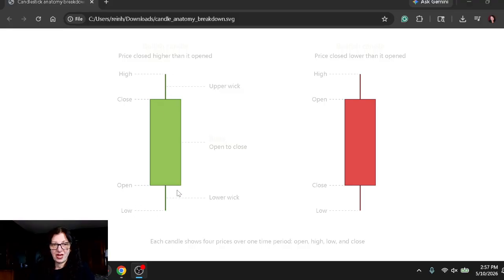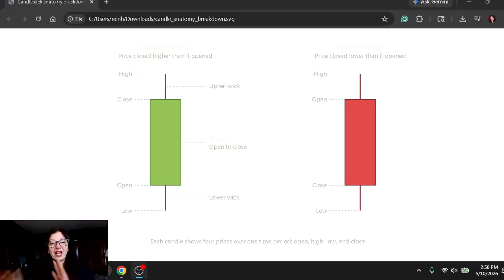All right, the wicks are sometimes called tails, and those are the thin lines above and below the body. The top of the upper wick is the highest point that the price reached during that period, and the bottom of the lower wick is the lowest. They show you the full range of price action within that time period, not just the open and the close. So one candle will give you four prices: an open, a close, the high, and the low. Memorize that. I'm telling you, you're going to need it.